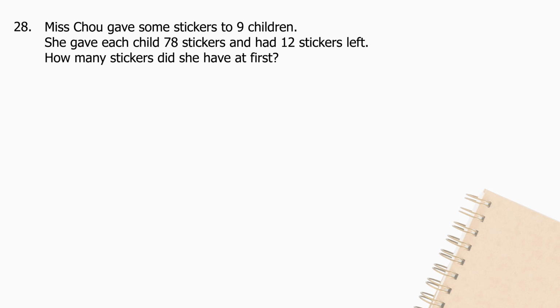Question 28. Miss Chu gave some stickers to 9 children. She gave each child 78 stickers and had 12 stickers left. How many stickers did she have at first?